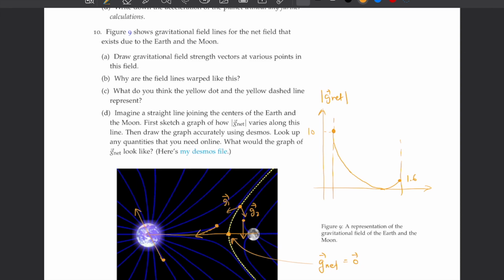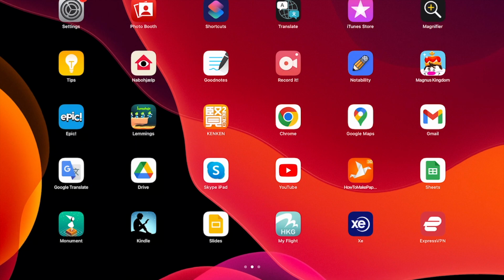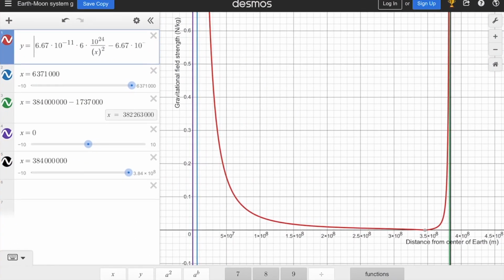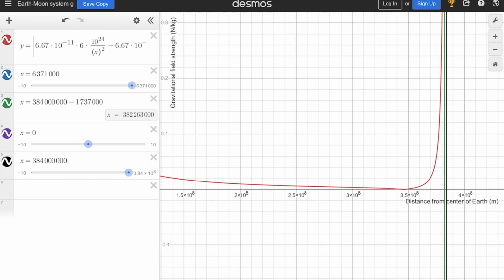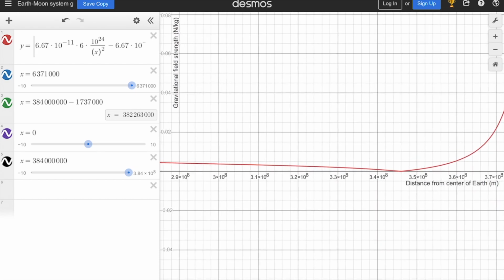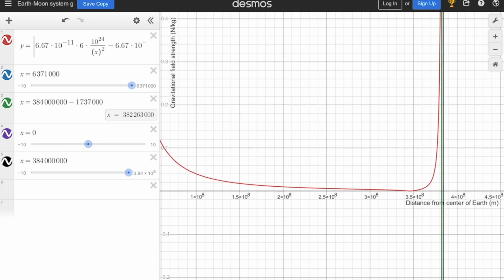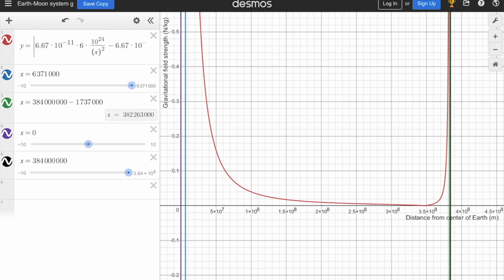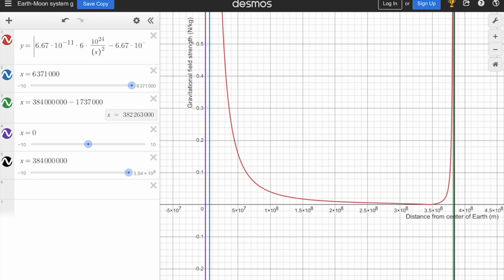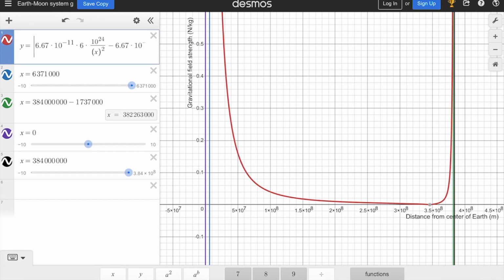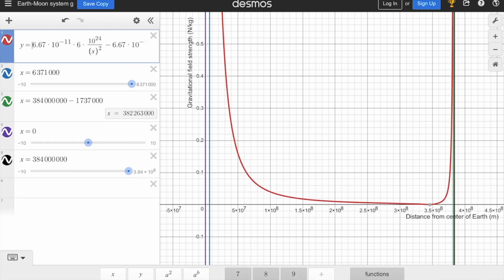Now, we can check that out on Desmos. So we can go to Desmos and have a look at what it looks like. I graphed it carefully here, and you can see that it looks roughly right, although it has a funny shape at that point. And that's because if, instead of graphing the magnitude of the net field strength vector, I graph it with sign, it's a vector quantity, right?